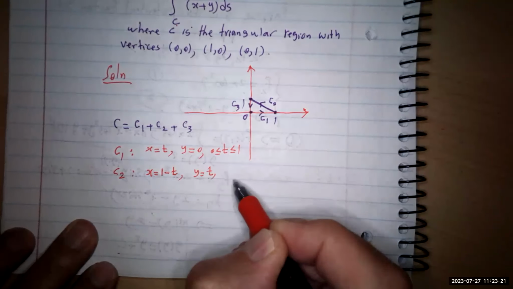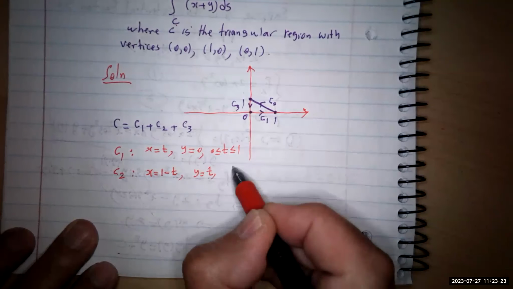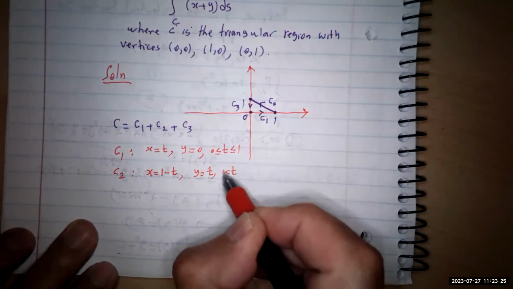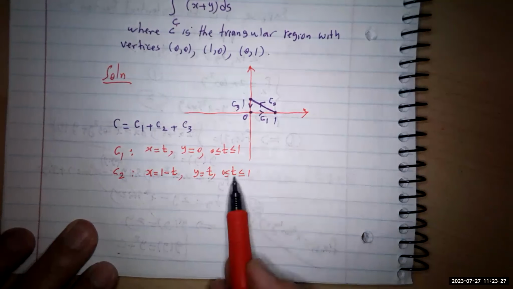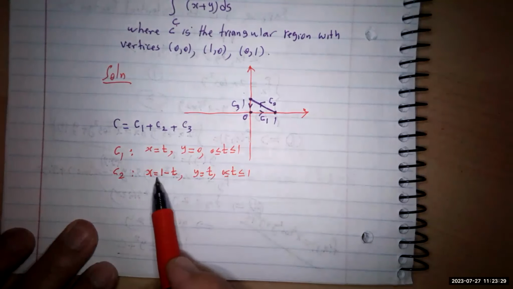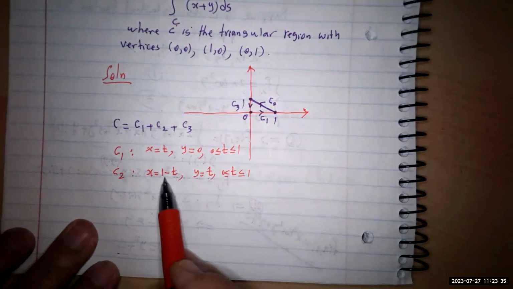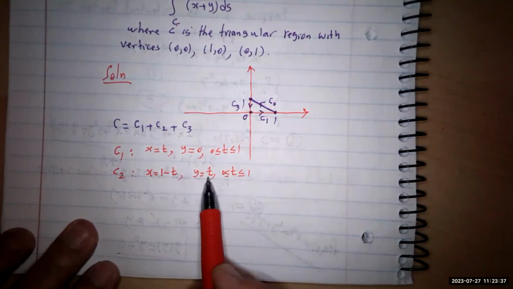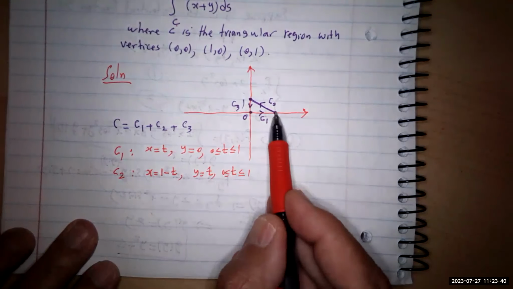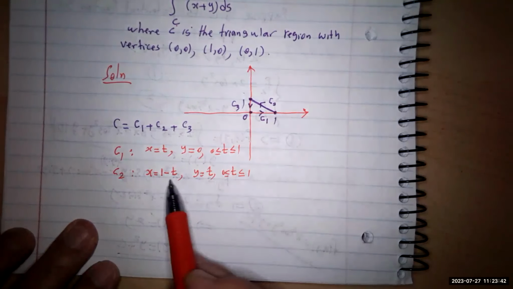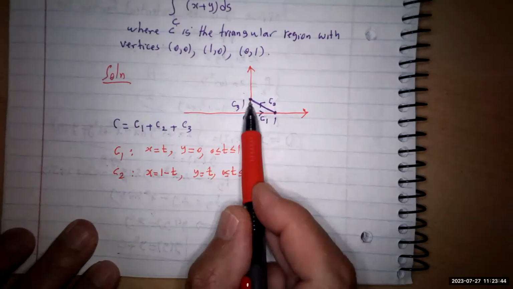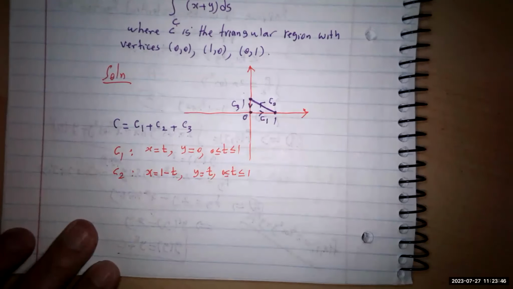Then you have to pick t so that you get those two points, between 0 and 1. If you put t equal to 0, you start with (1, 0). And if you put t equal to 1, that gives you (0, 1). So it's not a big deal really.